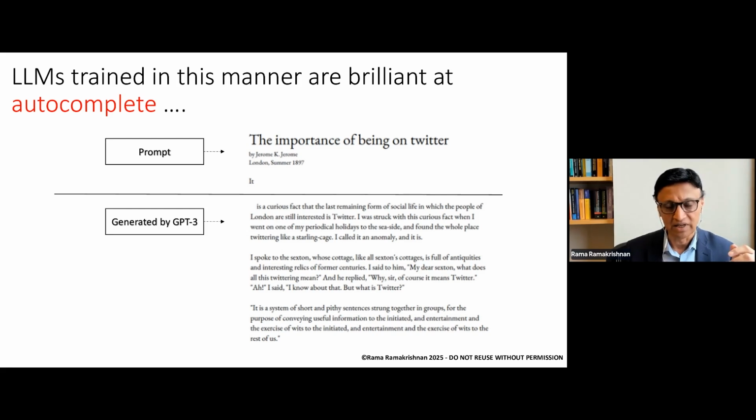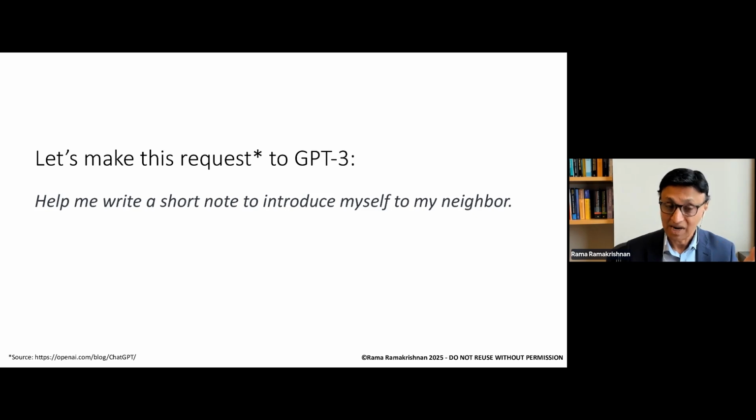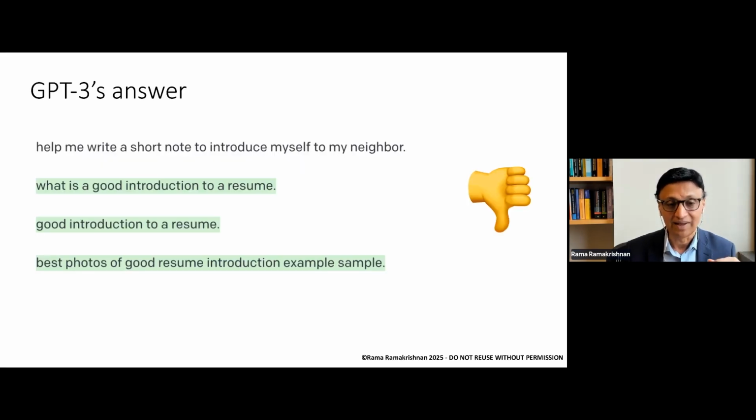So they're very good at autocomplete, but they are actually quite bad at following user instructions. I made this request to GPT-3 some time back. I said, help me write a short note to introduce myself to my neighbor. And this is the response it came back with: "What's a good introduction to a resume," and so on and so forth. Clearly, it really doesn't make any sense. It does not answer my question.